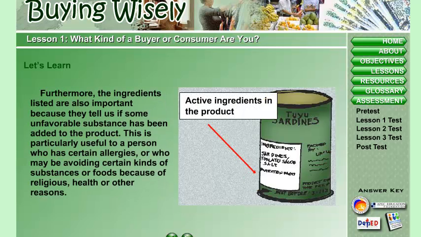Furthermore, the ingredients listed are also important because they tell us if some unfavorable substance has been added to the product. This is particularly useful to a person who has certain allergies or who may be avoiding certain kinds of substances or foods because of religious, health, or other reasons.